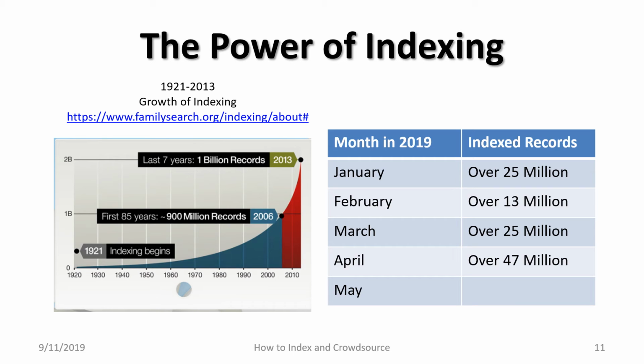If we project 300 million per year, it would only take 3 to 4 years to reach the next billion, meaning that we are probably between 3 and 4 billion now, June of 2019. This is enough to make the point that indexing has made it significantly easier to find records for our ancestors.